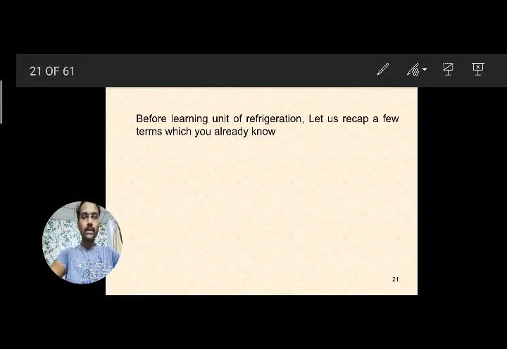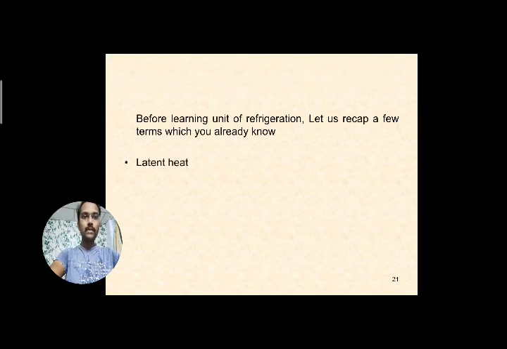Before learning the unit of refrigeration, we will see some basic terms which you already know, like latent heat, sensible heat, total heat. So what are these terms? Let us just recall the terms again.